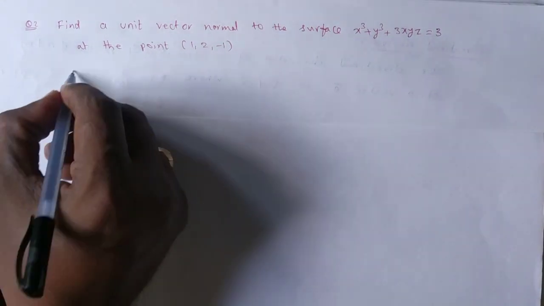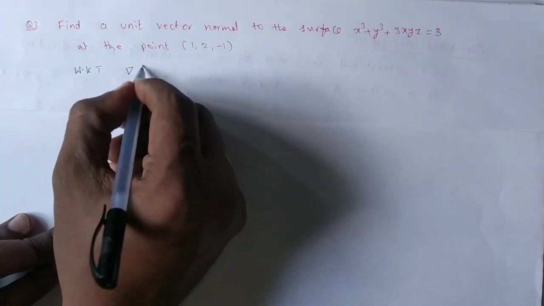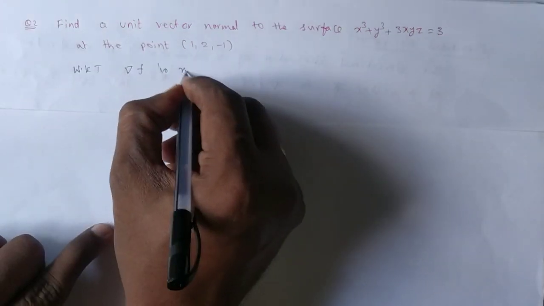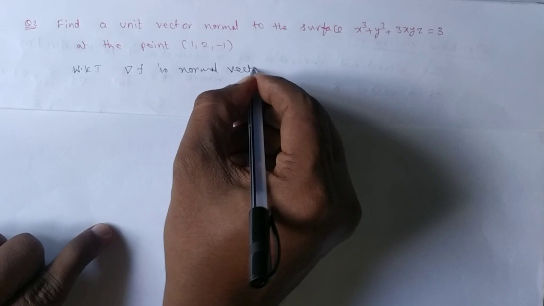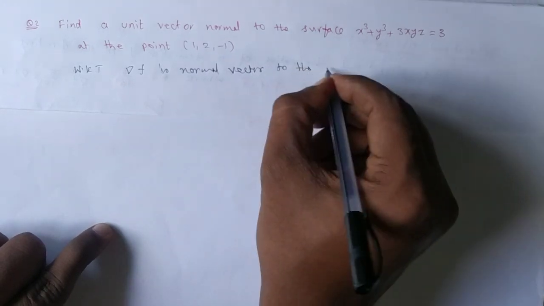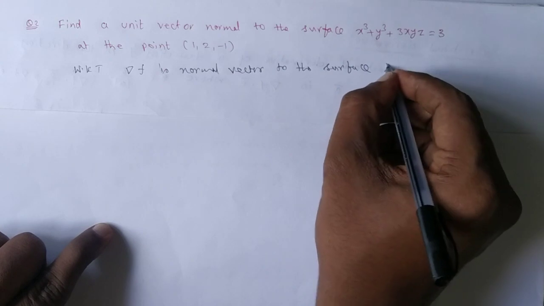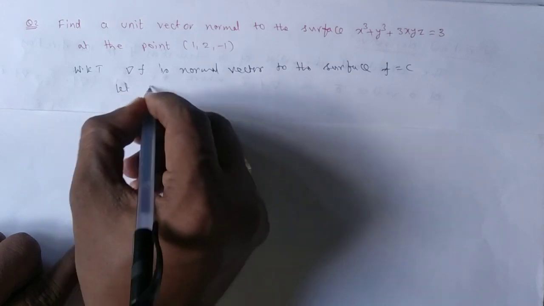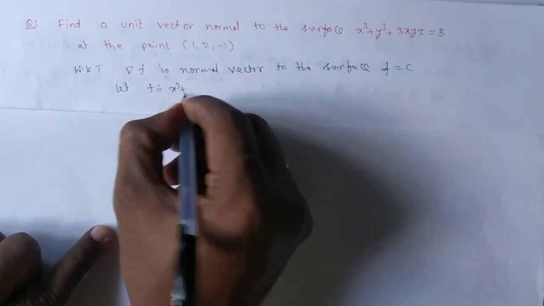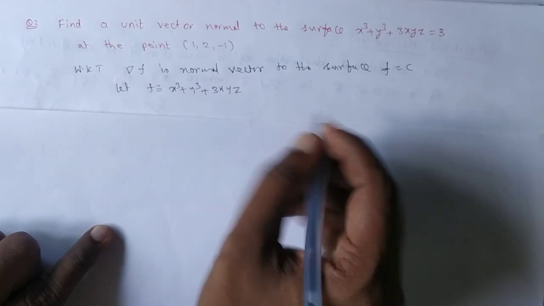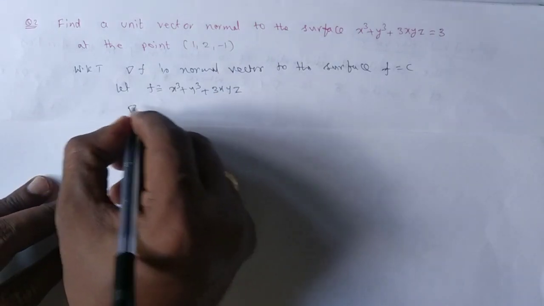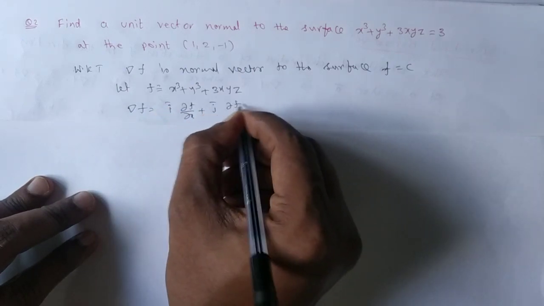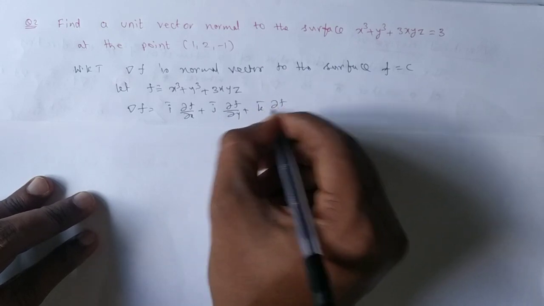Right, now we know that gradient of f is the normal vector to the surface f equal to c. Let me take f equal to x cube plus y cube plus 3xyz. Then what about del f here? Del f equals i bar into dou f by dou x plus j bar into dou f by dou y plus k bar into dou f by dou z.